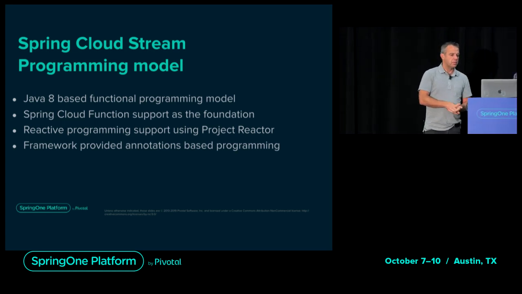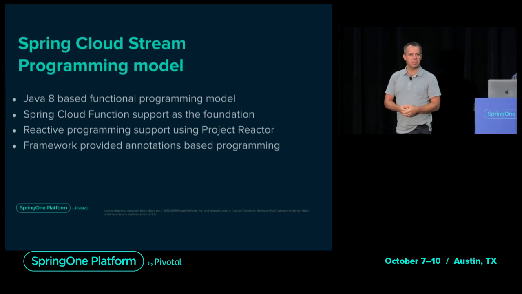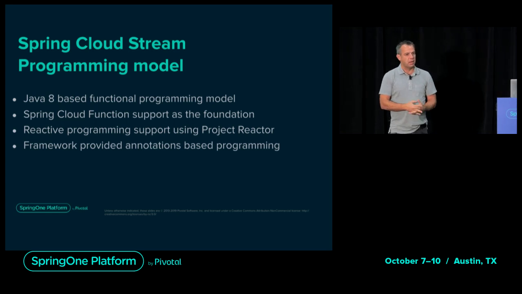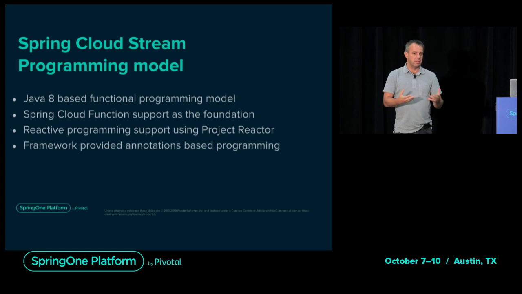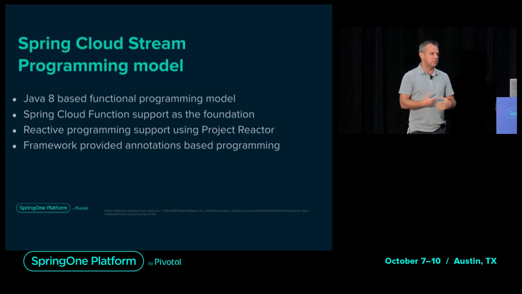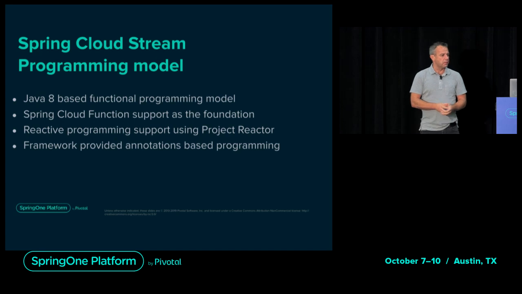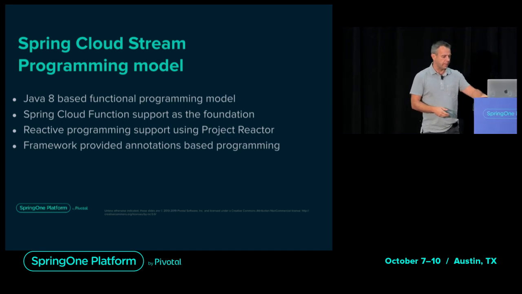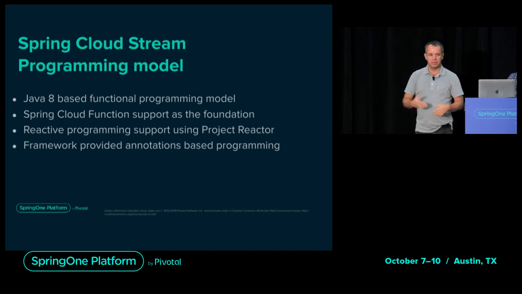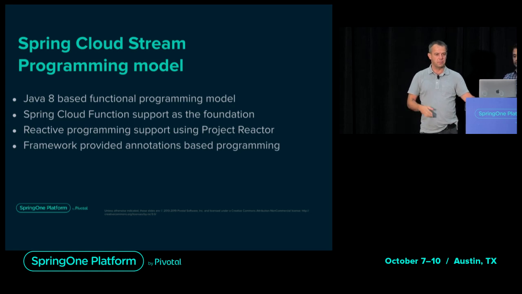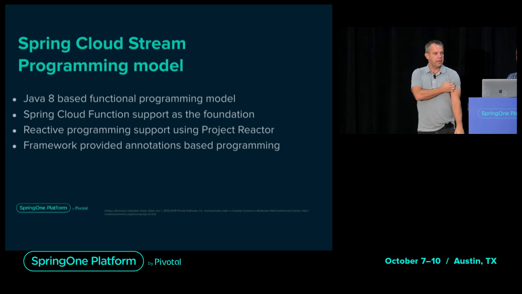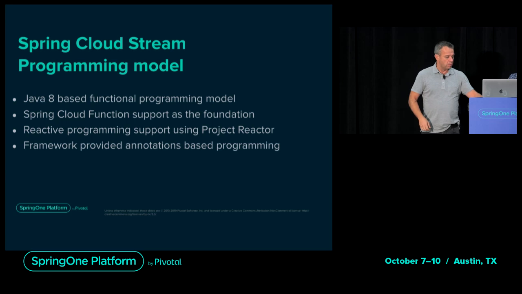Reactive programming model support using Project Reactor. The functional programming model gives you much more features because it natively supports reactive programming models. So you can now support different styles of event processing, like simple events, streaming events, and complex events. And like I said, the framework provides an annotation-based programming model, but that implies StreamListener, which I kind of have to mention, but would prefer not to.